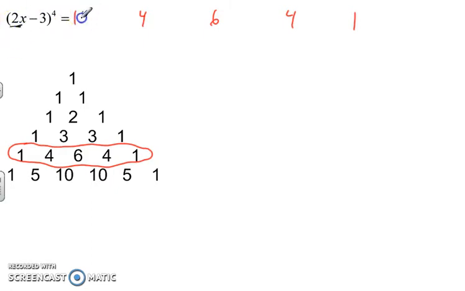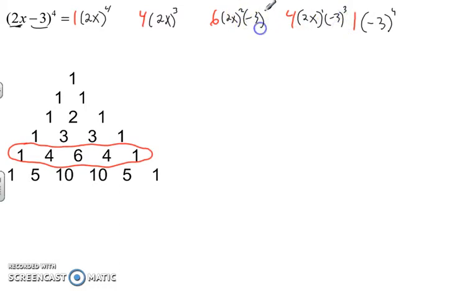Oh, that's 2x. So in parentheses, I'm going to put 2x to the highest power, which is fourth power. Then it's going to be 2x to the third power, then 2x in parentheses to the second power, 2x in parentheses to the first power, and then 2x to the 0. And here we have negative 3. So on the back end, we have negative 3 to the fourth power, negative 3 to the third power, negative 3 to the second power, negative 3 to the first power, using parentheses every time, negative 3 to the 0 power.